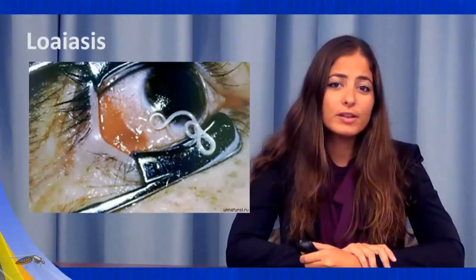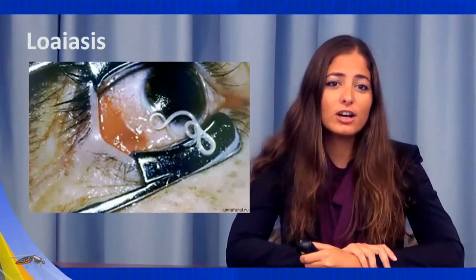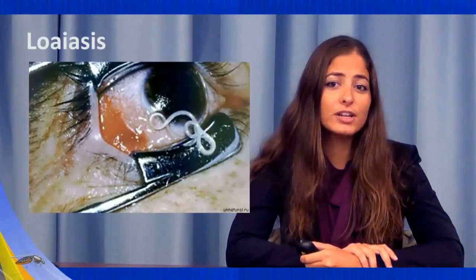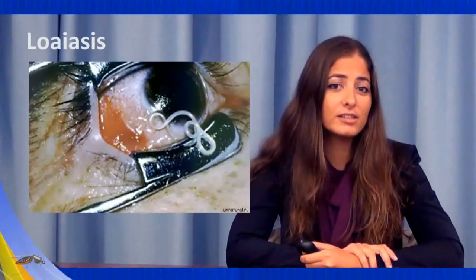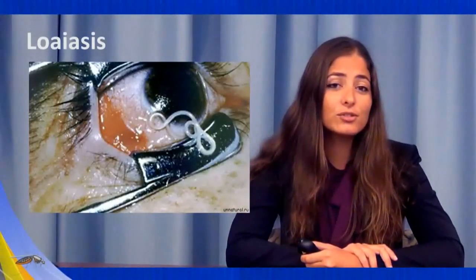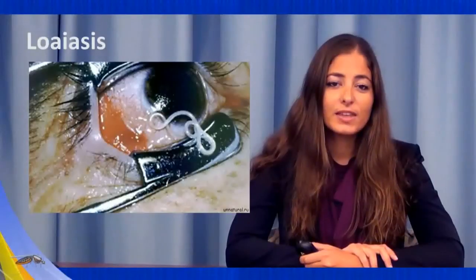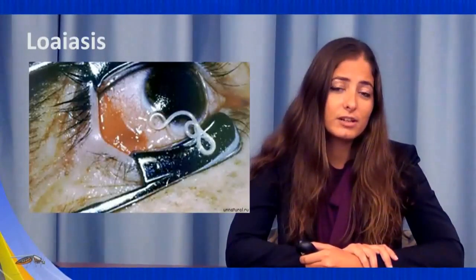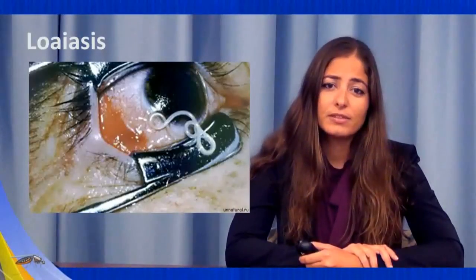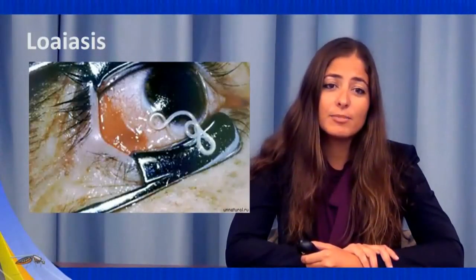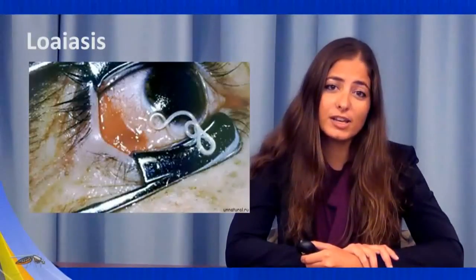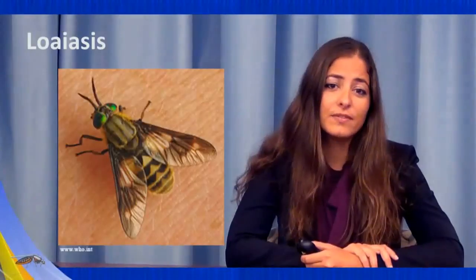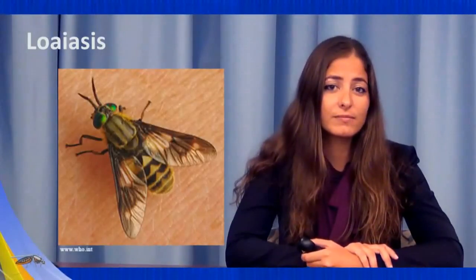Loiasis, or African eyeworm, is a subcutaneous filariasis caused by Loa loa. This parasitic infection is limited to the great tropical rainforests and adjacent rubber plantations of Central and Western Africa. It is estimated that up to 13 million people are afflicted with the disease across 11 countries. The prevalence in certain highly endemic areas can surpass 40%. Loiasis is transmitted by chrysops flies that inhabit the forest canopy.